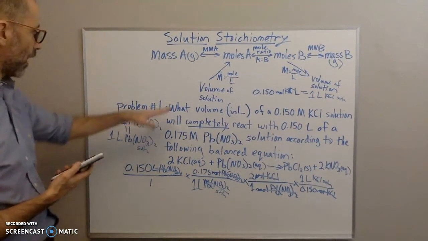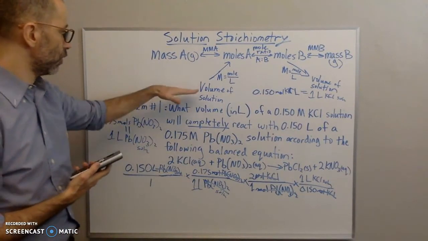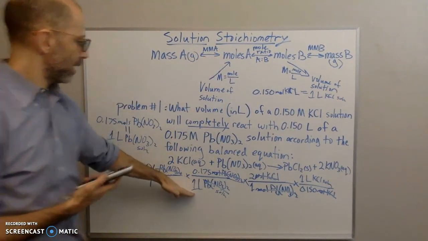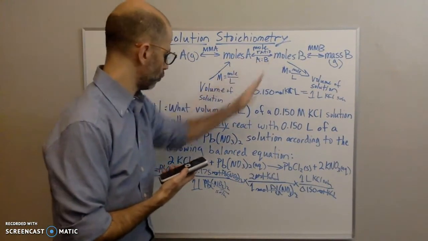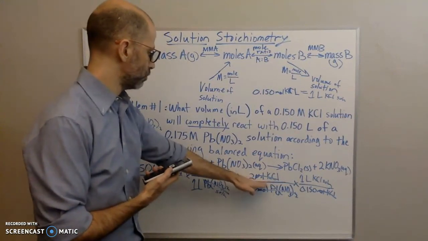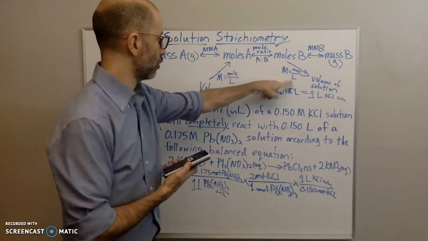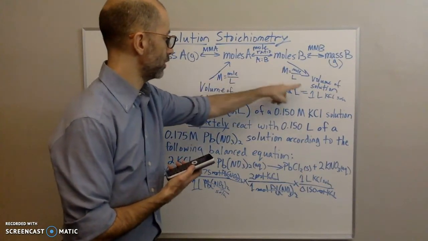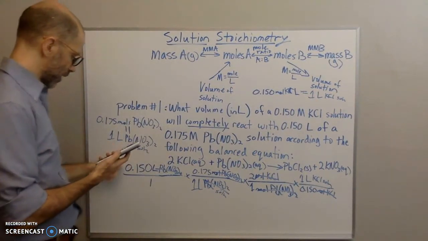As you can see here, I started with the volume. I used molarity to convert from volume to moles. And then I used the mole ratio to convert from moles of A to moles of B. So I went from lead nitrate to potassium chloride. And then finally I'm using the molarity of my potassium chloride to go from moles to liters. So let's calculate this out.